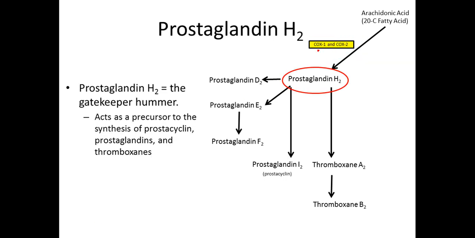Now, both of our cyclooxygenase enzymes are going to convert our arachidonic acid into our H2 Hummer. It is going to be our gatekeeper Hummer. That's how I remember it, at least, the H2 Hummer. It's going to act as a precursor to the synthesis of all of our prostacyclins, our prostaglandins, and our thromboxanes. So remember I said prostacyclin simply just means prostaglandin I2, and then we have our prostaglandins and our thromboxanes.